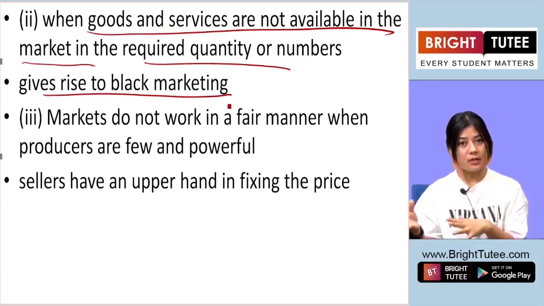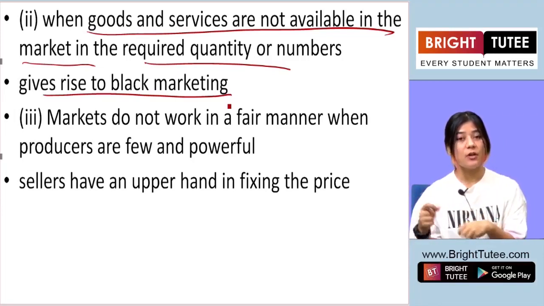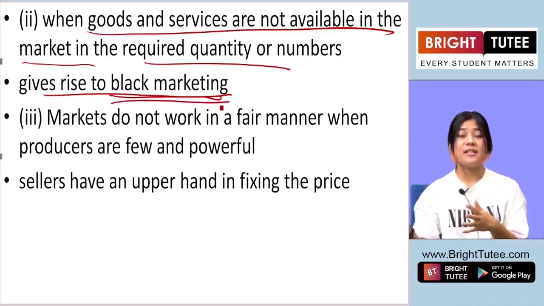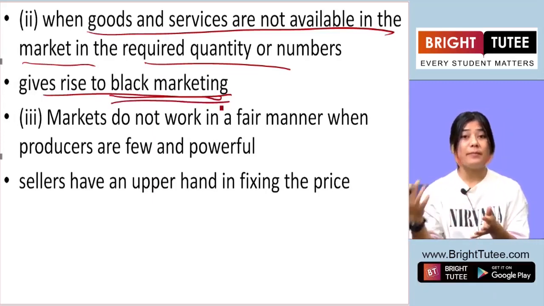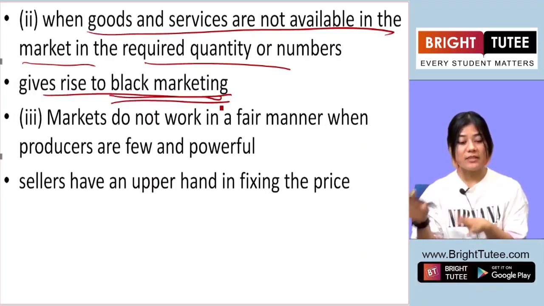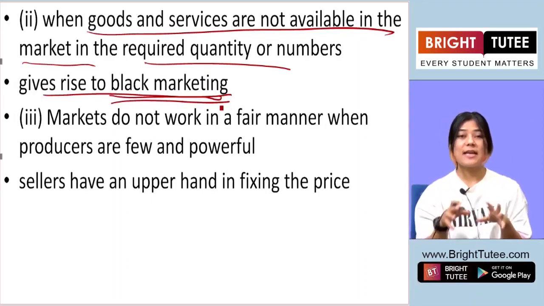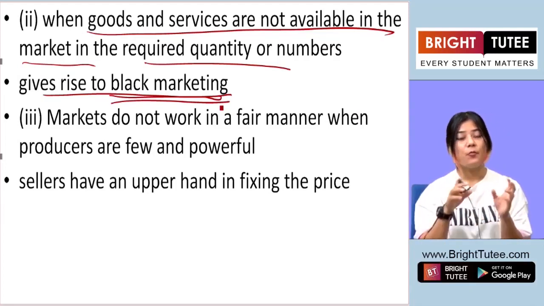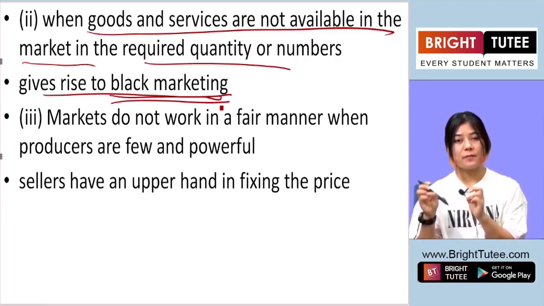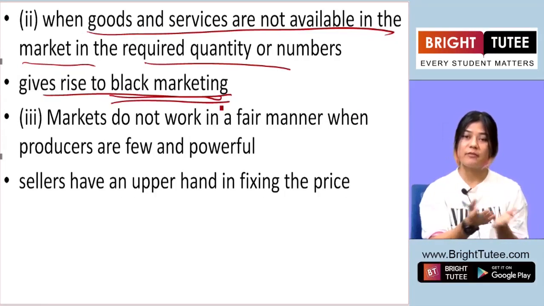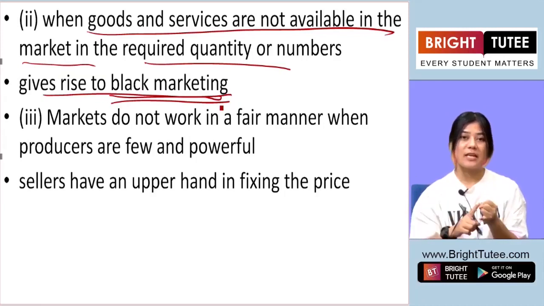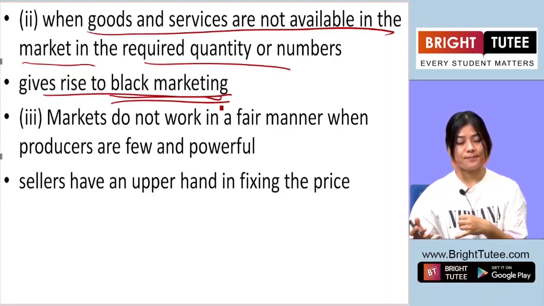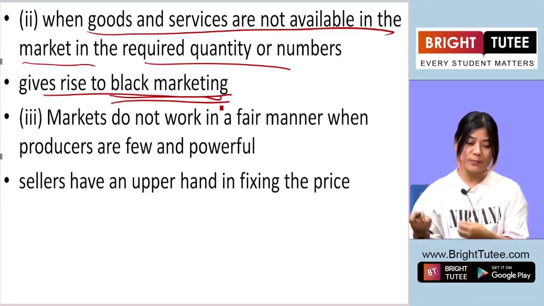So some sellers and some traders, what do they do? They sell the avocado oil through the black market. Okay, now this also gives rise to consumer exploitation, because when you buy from the black market, which is not the regular market, you will be charged a very high price. Okay, so giving a high price for a product, that is also exploitation.